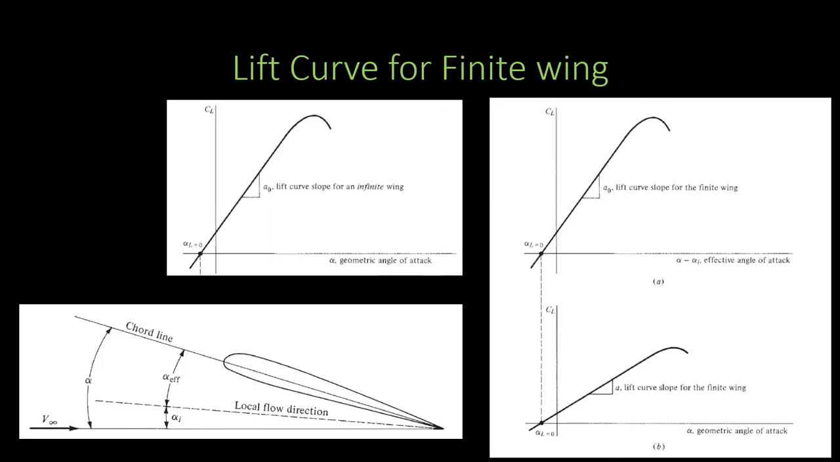Now we know the basic difference between a finite wing and an infinite wing is that on a finite wing, we have downwash. Due to that downwash, the effective angle of attack on the airfoil decreases by angle alpha I, where alpha I is the downwash angle or induced angle of attack. So the effective angle of attack on the airfoil is not alpha geometric, but alpha geometric minus alpha I. We saw this in our previous video also, and understood why this happens.